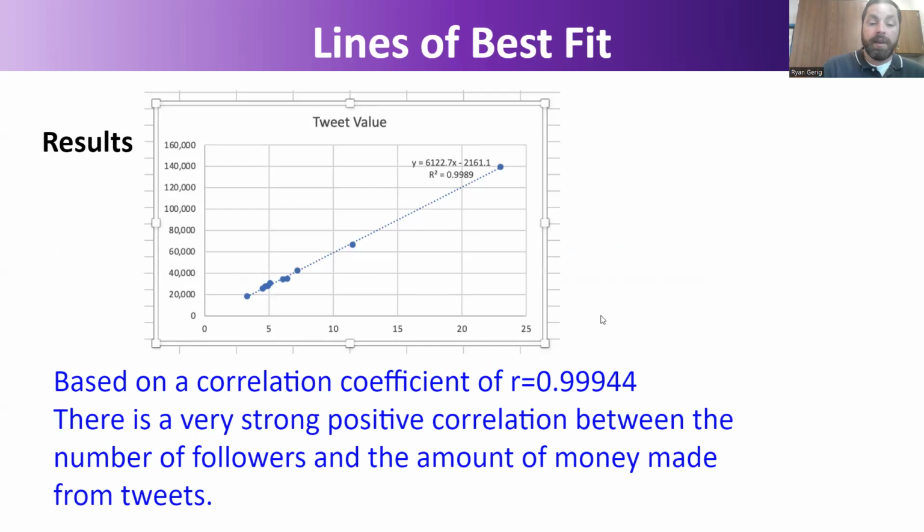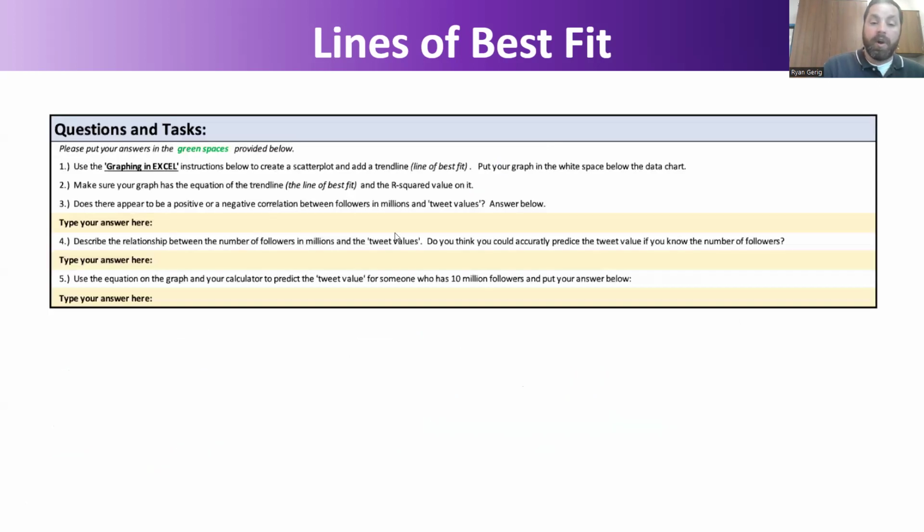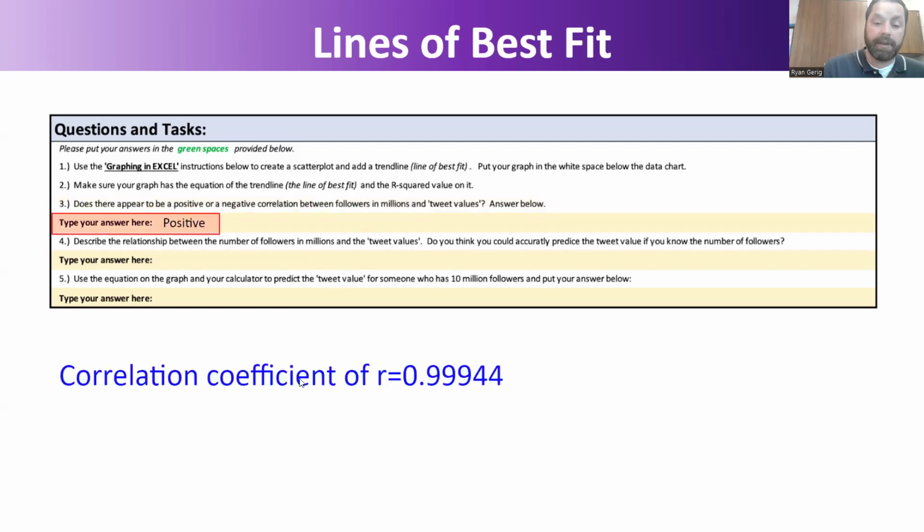All right. So on that document that you opened, we've done the first two steps. There are some questions there. This is what your homework is going to be for today. There's no math in Excel. You're going to be answering these questions on multiple examples. Does there appear to be a positive or negative correlation between followers in millions and tweet values? Well, it's positive, right? The correlation coefficient was positive.